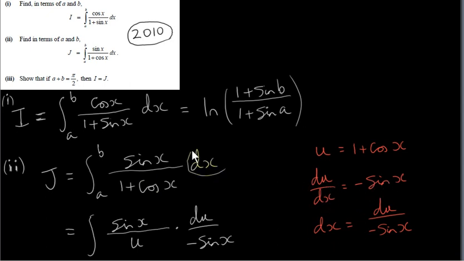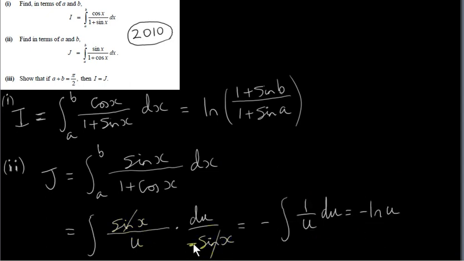Then we need to replace dx. To replace dx, we need to get dx from du dx, so we just interchange these two. That's the result of cross multiplying and rearranging. So we get dx equals du divided by minus sine x. And so we make that substitution for dx, and hopefully everything involving x will cancel out, and it does here.